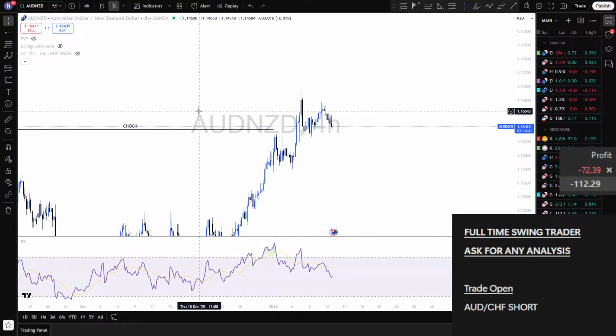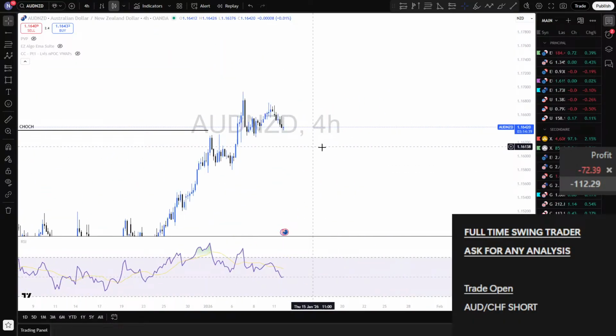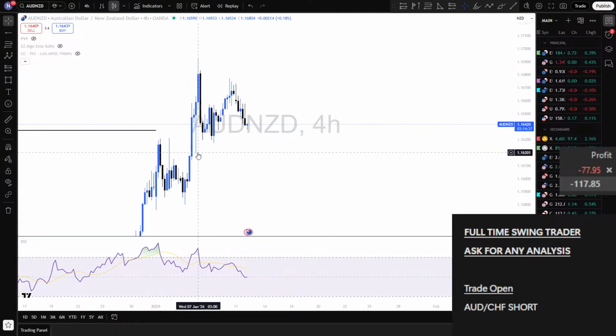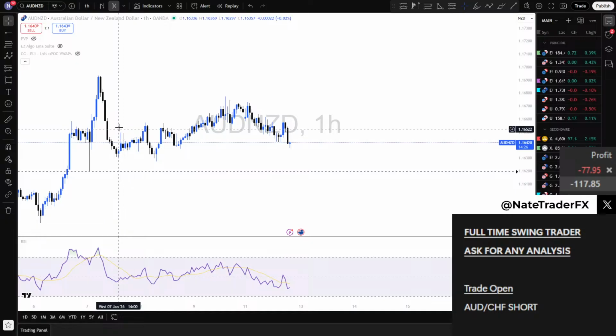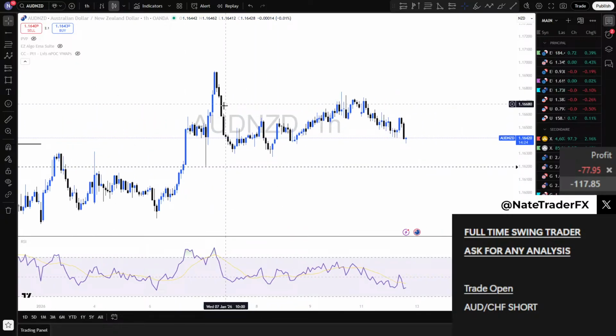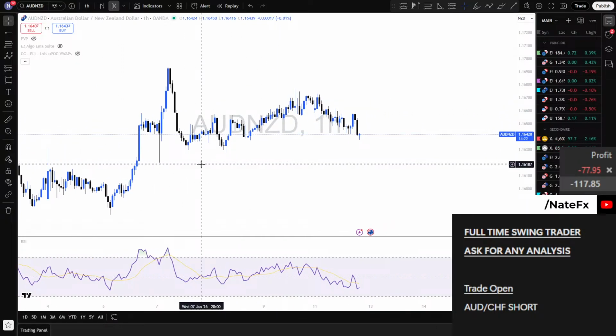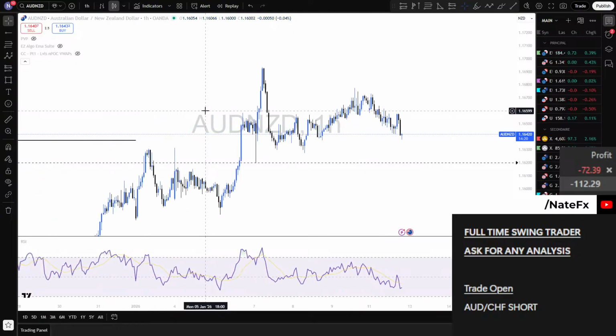AUD NZD. I need him to break this candle first. Potentially. Maybe he's doing his move in 1 hour. No, not even close. So I put my alert there.